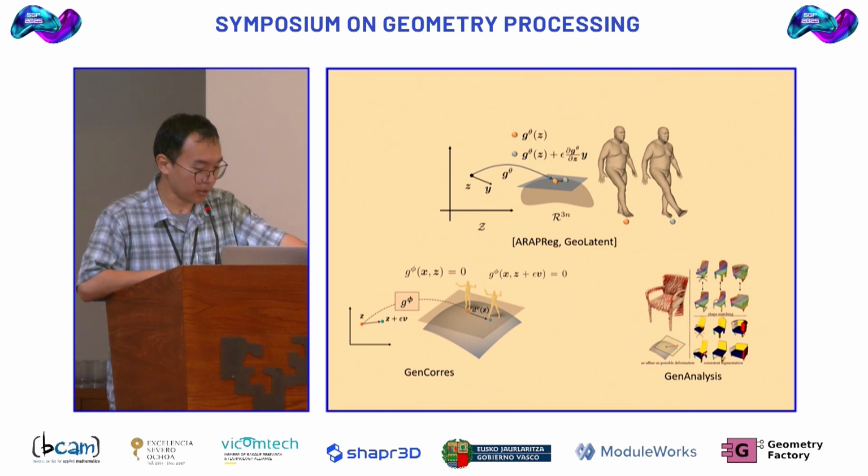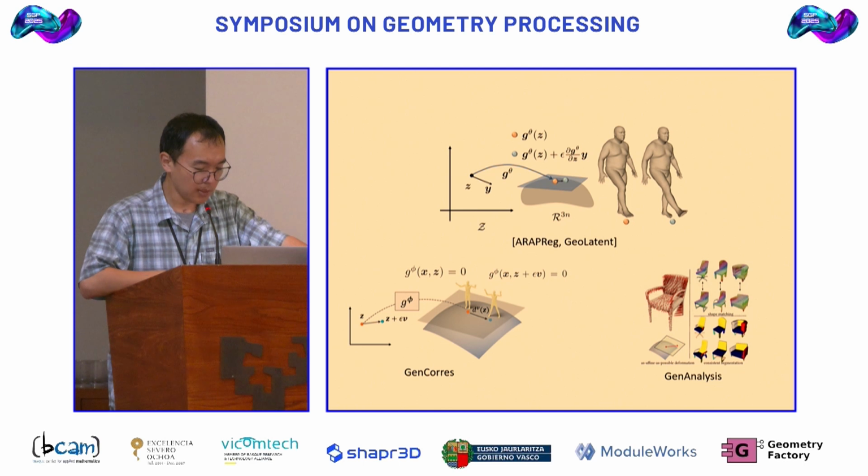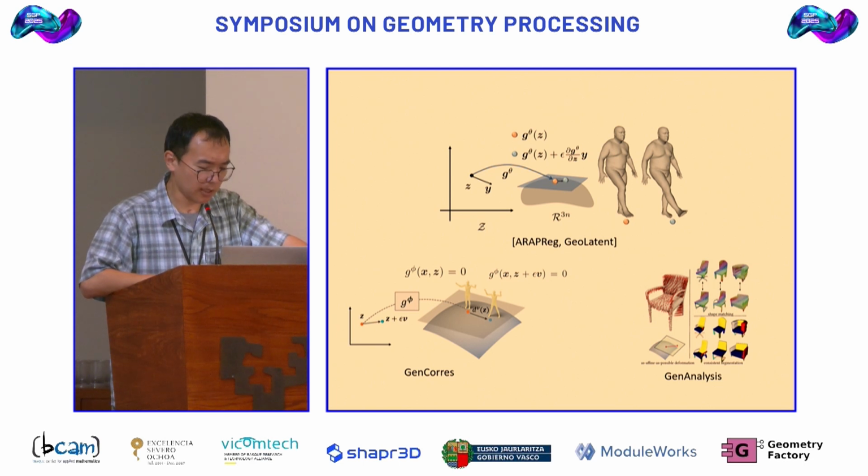For example, the shape space of human bodies and animals has this nice manifold structure. So I do have a series of papers on this. I will talk about AIPREC in detail, and the chain analysis is a very recent paper this year. And this methodology is also applicable to man-made shapes.